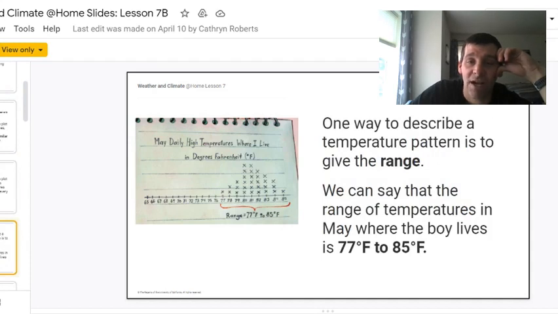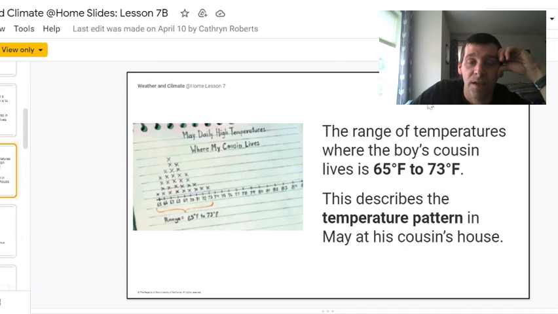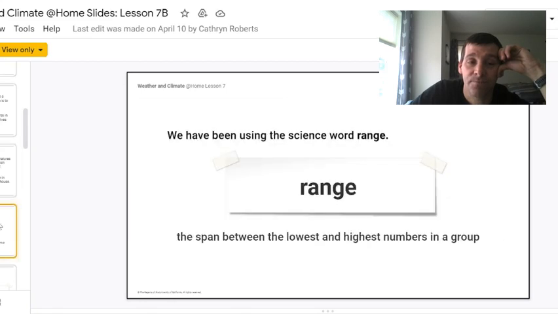And one way to describe a temperature pattern is to give the range, okay? And often here we might see some outliers. We've kind of talked about the idea that sometimes we might have a day that's really, really cold, but for the most part, they're going to stay in a similar range. And here they stay between 77 and 85 degrees, okay? And the range of the boy's cousin is the temperature range was between 65 and 73. Okay. And this describes the temperature pattern in May at his cousin's house.